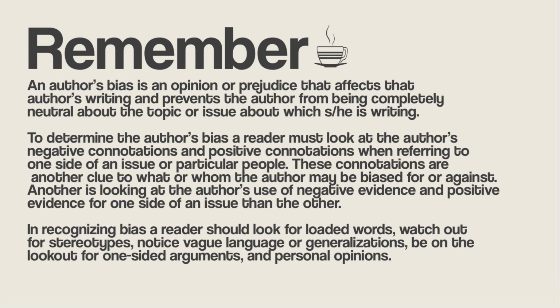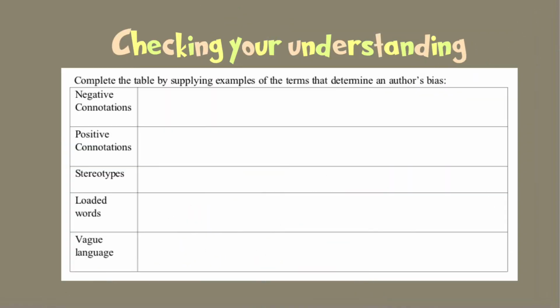Another is looking at the author's use of negative evidence and positive evidence for one side of an issue than the other. In recognizing bias, a reader should look for loaded words, watch out for stereotypes, notice vague language or generalizations. Be on the lookout for one-sided arguments and personal opinions. Checking your understanding. Complete the table by supplying examples of the terms that determine an author's bias. Negative connotations, positive connotations, stereotypes, loaded words, vague language.